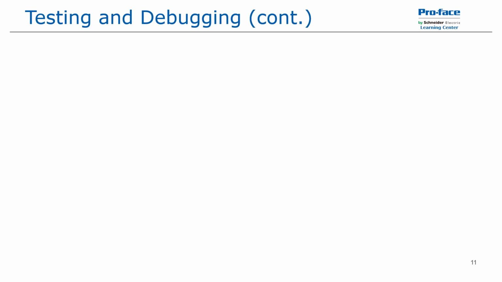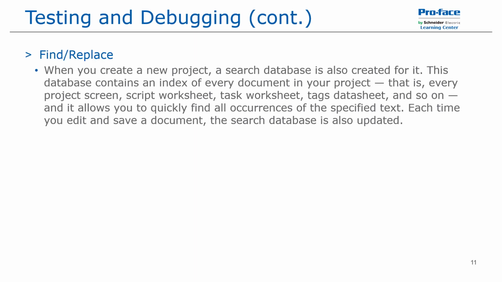And the last utility we are going to look at is the Find Replace. When you create a new project, a search database is also created for it. This database contains an index of every document in your project. That index includes project screens, script worksheets, task worksheets, tags, data sheets, and so on. It allows you to quickly find all occurrences of a specified text string, and each time you edit and save a document, the search database is also updated.